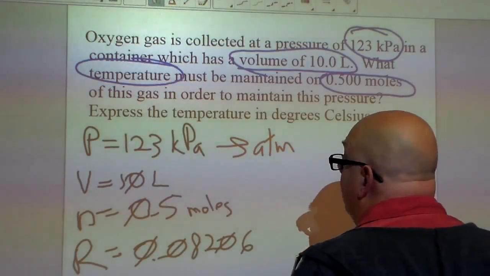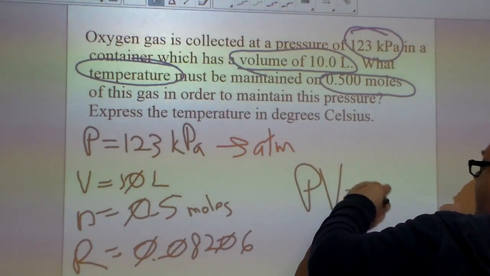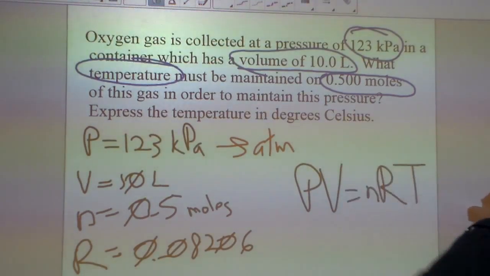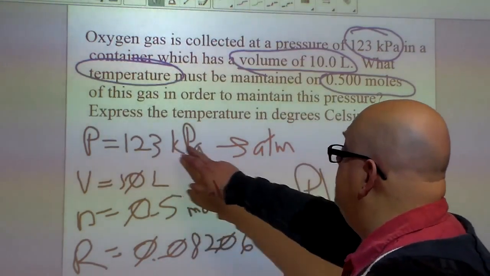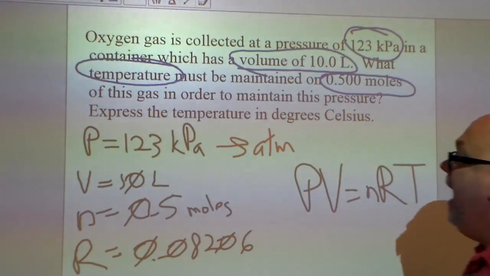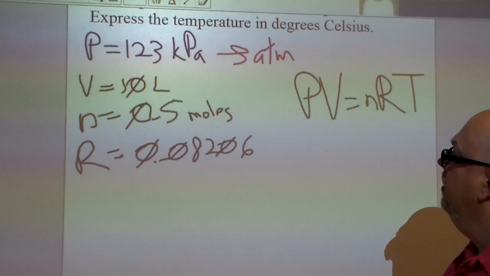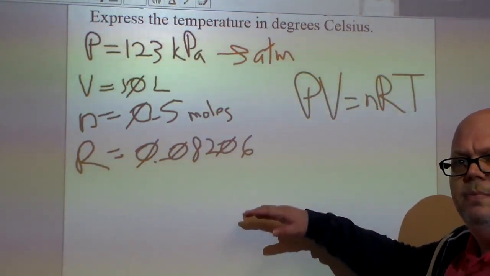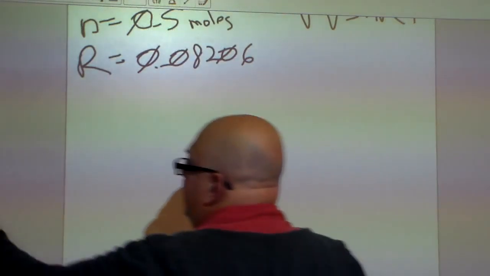And of course, we have our faithful formula, which is PV equals nRT. That's it. So we have practically everything, but we do need to change this from kilopascals to ATM. How in the world do we go ahead and do this? Well, let's look at this.